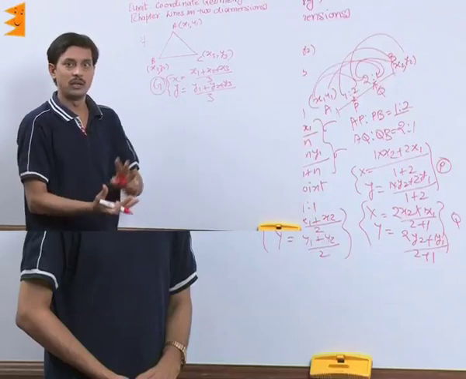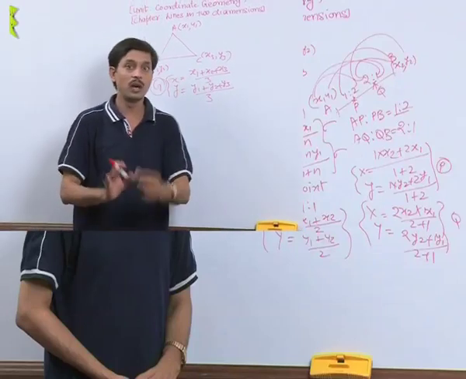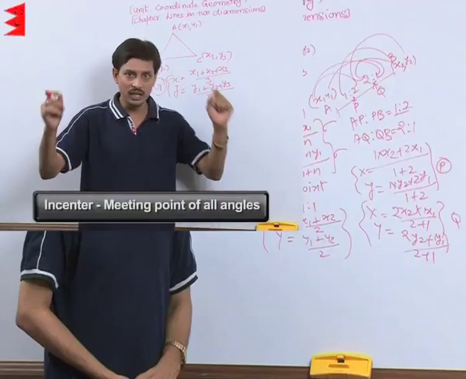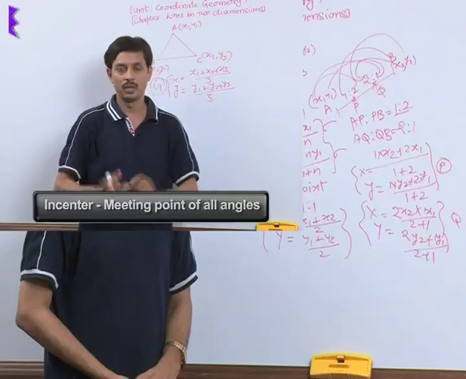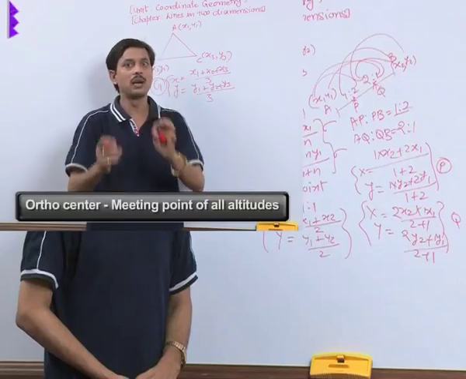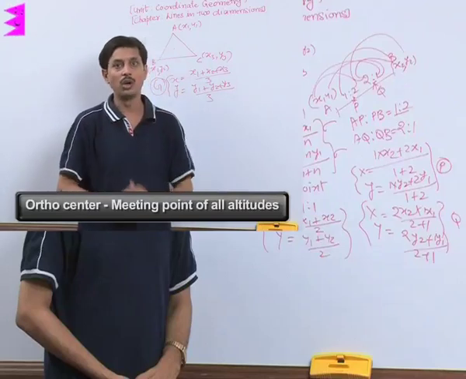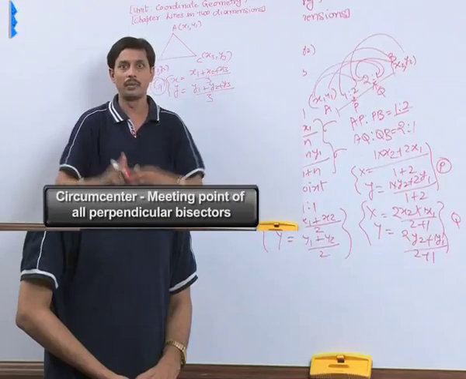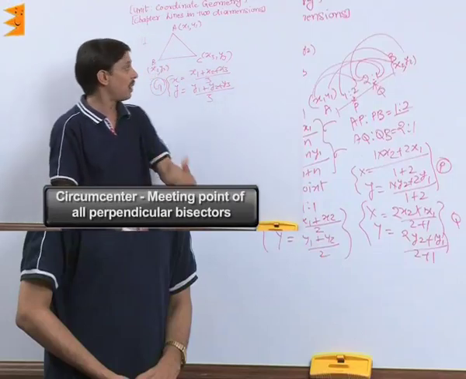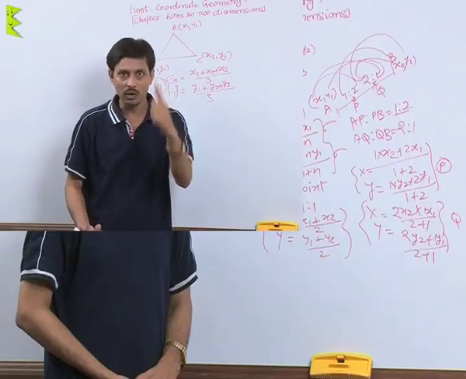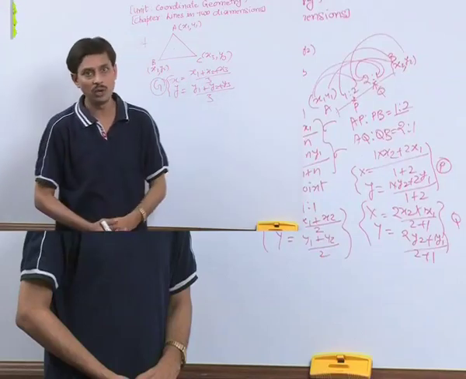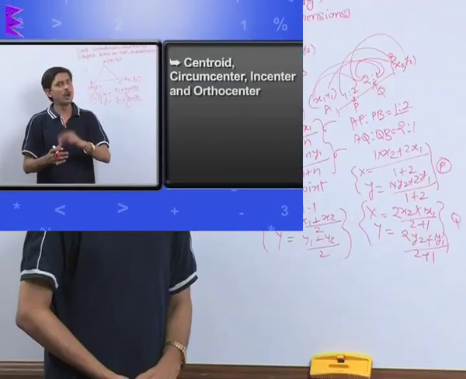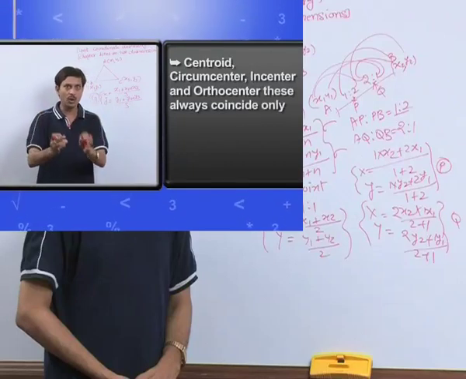To find the coordinates of the centroid, you must be aware of 3-4 things. What is the incenter? The incenter is the meeting point of all angle bisectors. What is the orthocenter? The orthocenter is the meeting point of all altitudes. What is the circumcenter? It is the meeting point of all perpendicular bisectors. What is the centroid, about which we are talking? The meeting point of all three medians, or the intersection point of two medians.